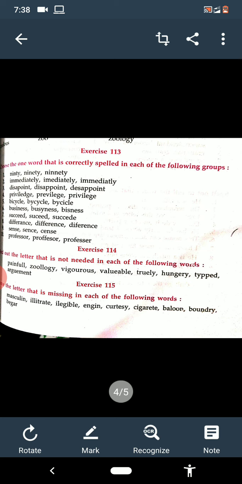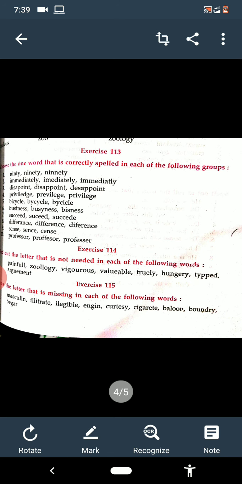So we have to do this exercise in this way. I think you all have done it. You can take the help of your dictionary and then you see the correct spelling. Then it is exercise 114. Find out the letter that is not needed in each of the following word. Painful. What is extra here? It is last L. P-A-I-N-F-U-L. Only one L is needed.